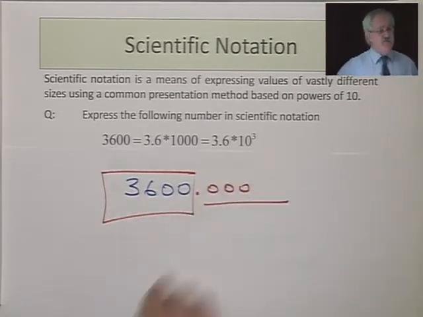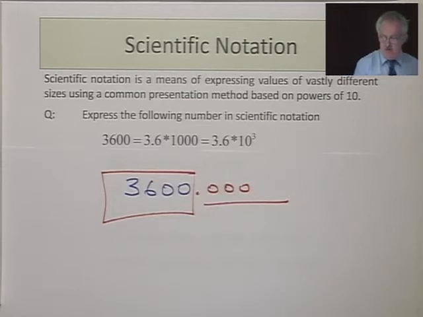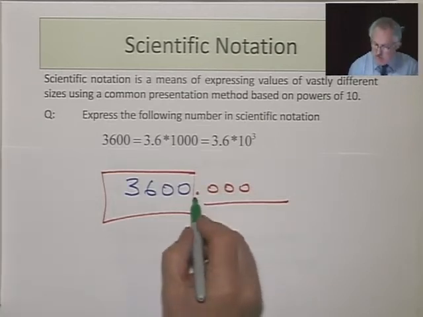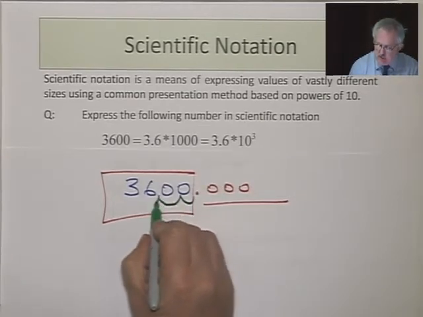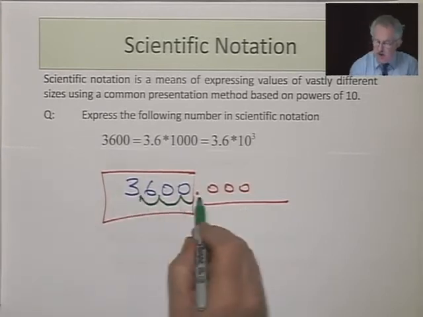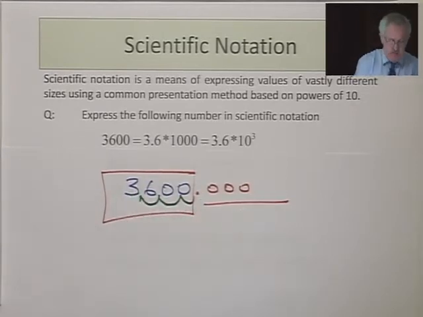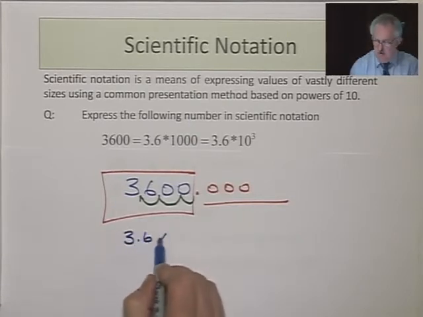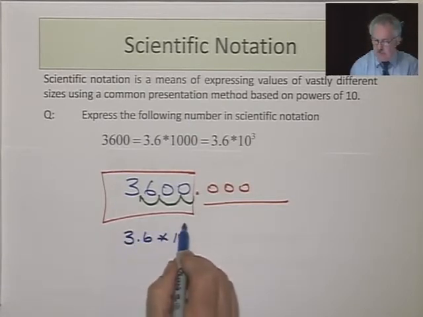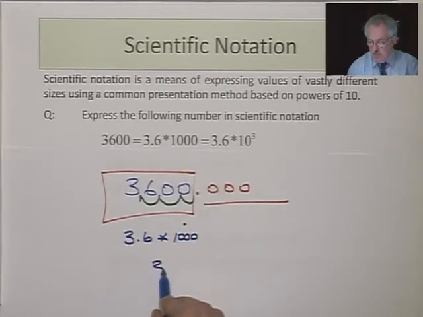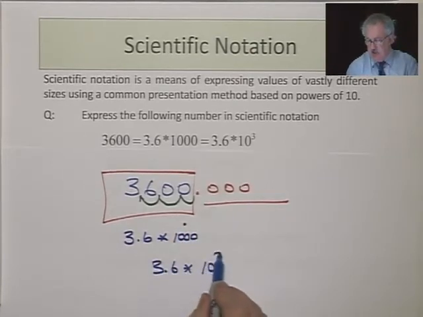And the other part is the fractional part. It happens to be 0.00. Then you say, how many places of decimal are there? And we can draw the curtains back, step 1, 2, 3, and we say that's the same as 3.6 by 1,000. Or 3.6 by 10 to the power of 3.